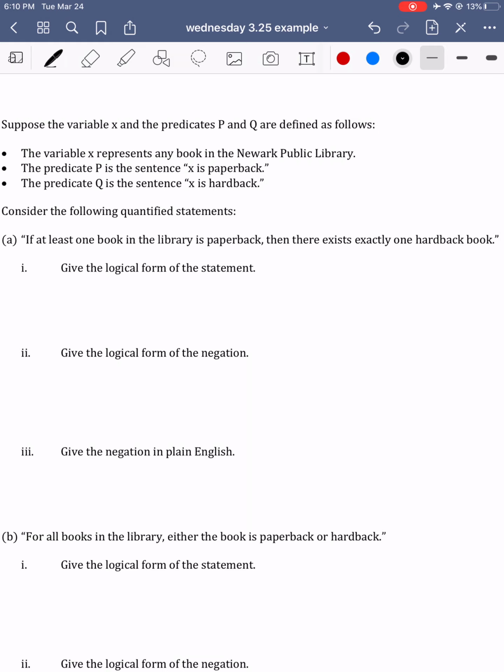So the if part is that at least one book in the library is paperback. So I'm going to write this with the there exists quantifier. And so we have X here, and they're saying that the book is paperback. So there exists X, P, and this is the if part. So I'm going to put this whole quantity as the if statement, and then the implication part is that there exists exactly one book that's hardback. So there exists exactly one Y such that Q.